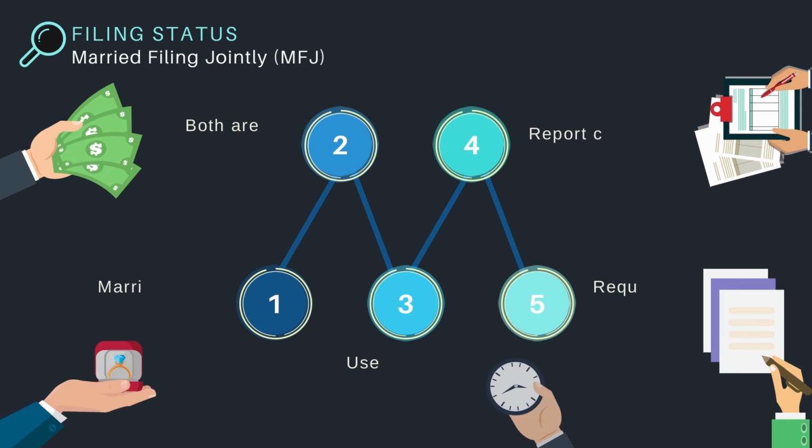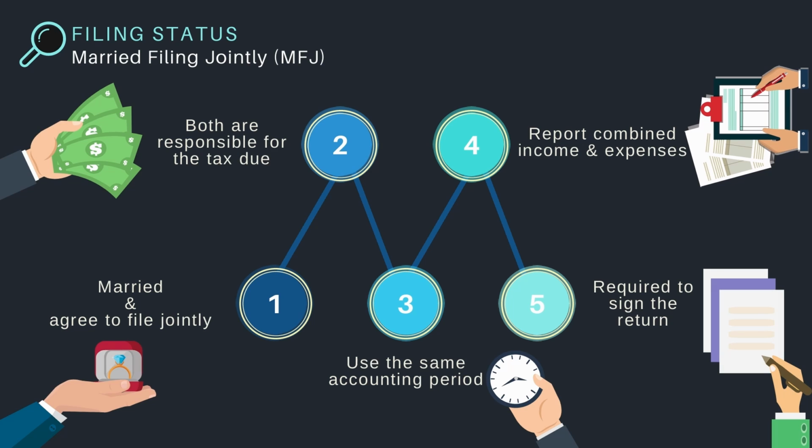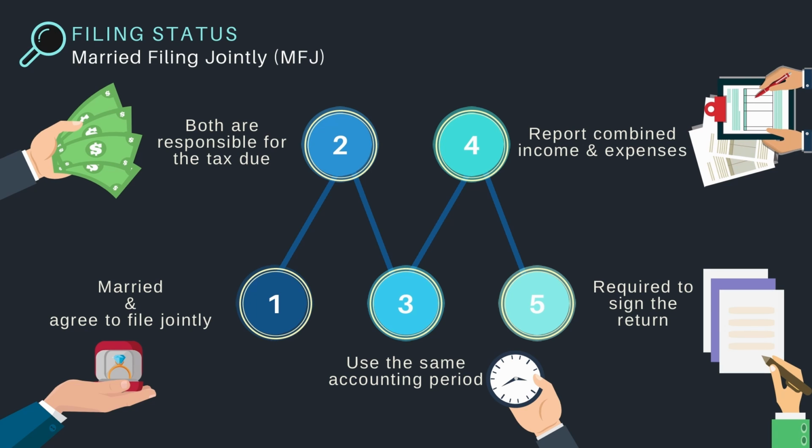Taxpayers may choose married filing jointly as the filing status if they meet the following criteria. 1. Both are married and agree to file a joint return. 2. Both are responsible, jointly and individually, for the tax and any interest or penalty due. 3. While different accounting methods are allowable, both must use the same accounting period. 4. All combined income and allowable expenses must be reported. 5. Both are generally required to sign the return.